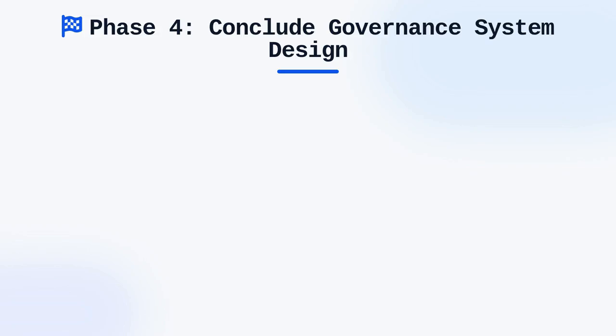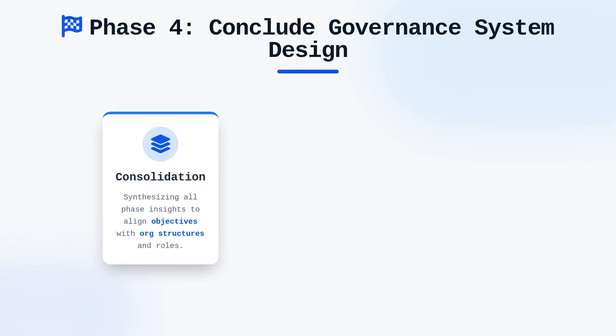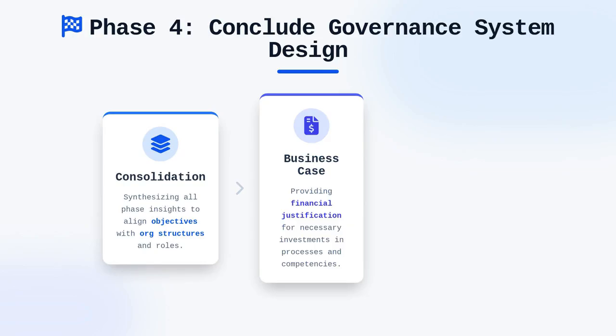The final stage is Phase 4, which is where we conclude the governance system design. This phase culminates in the final set of prioritized governance recommendations that will be presented to leadership for approval. You consolidate all the insights from the previous phases, ensuring that the selected objectives are supported by the appropriate organizational structures and roles. It is at this point that you draft the business case for the governance initiative, providing the justification for the necessary investments in processes or competencies.